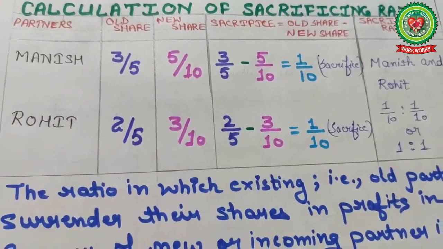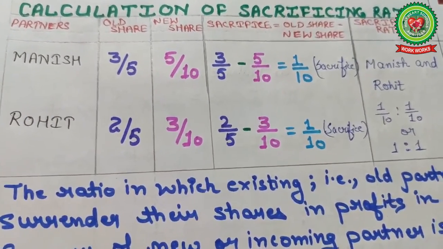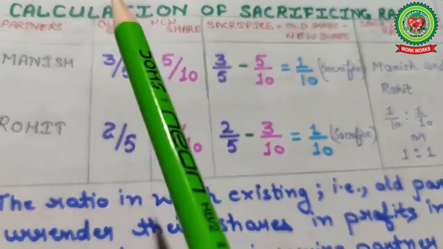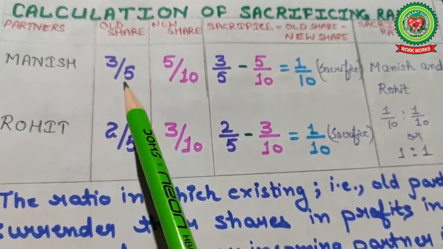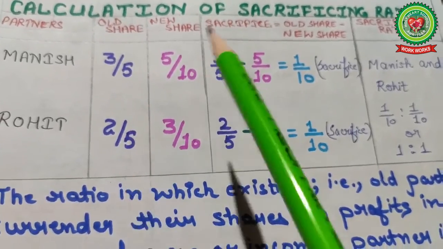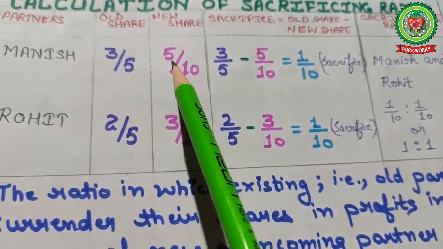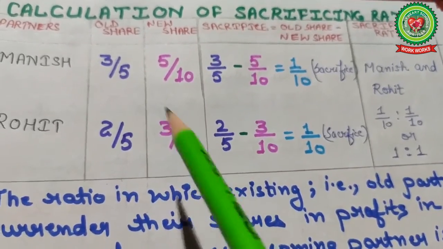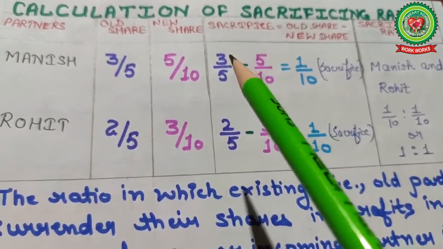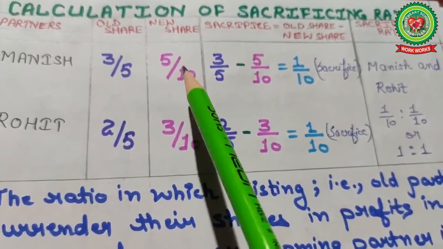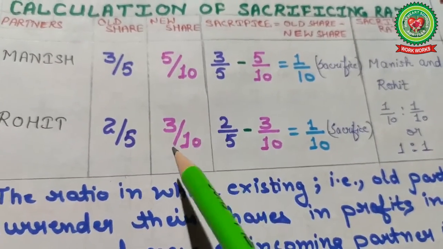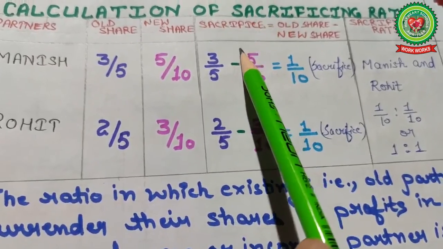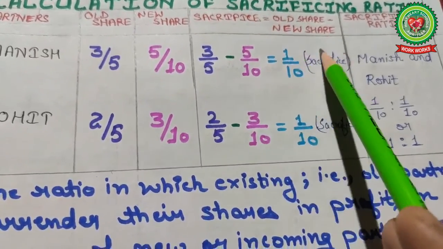See how to do the calculation of sacrificing ratio. Two partners are available, Manish and Rohit, with old share 3:2, so 3/5, 2/5, and the new share is 5:3, with the new incoming partner having 2. So here the new share of Manish is 5/10 and of Rohit 3/10. Then you apply the formula here, sacrifice is equal to old share minus new share.